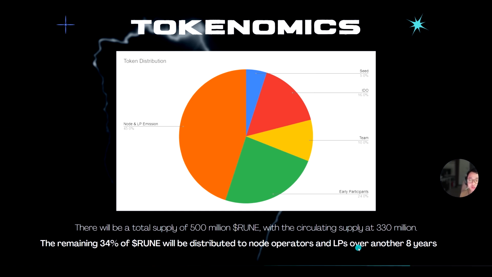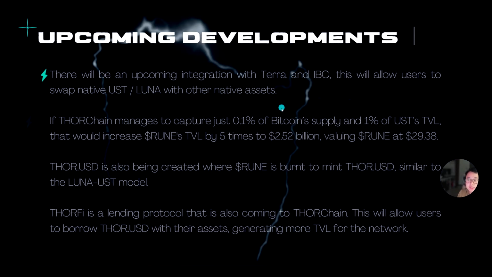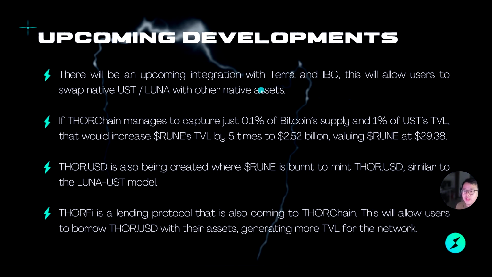And I think if the narrative were to do well, RUNE can keep going and surpass new all-time highs easily. So I've actually come up with some scenarios and let's explore them. There is an upcoming integration with Terra and IBC, and that will allow for native swaps with UST and Luna from the Terra ecosystem. And this is very bullish for the price, because if more non-RUNE assets come into the ecosystem and get integrated, then the TVL goes up, and due to deterministic pricing, the floor price of RUNE goes up as well.